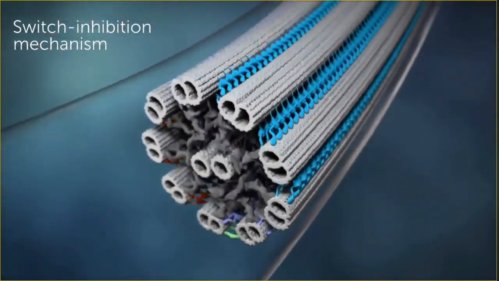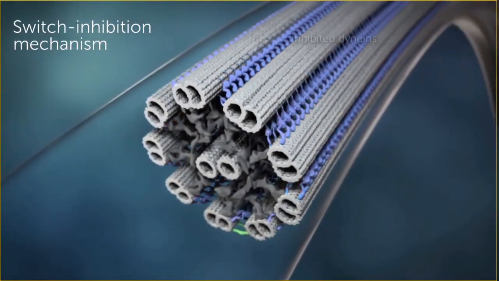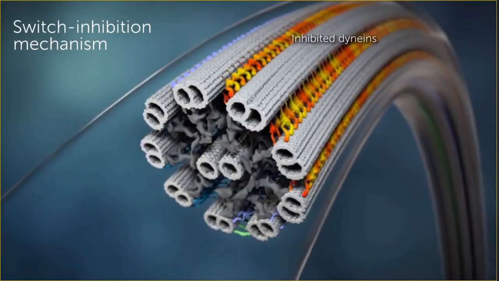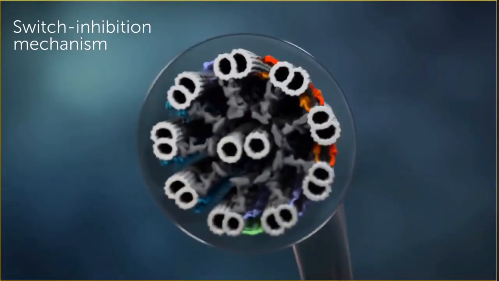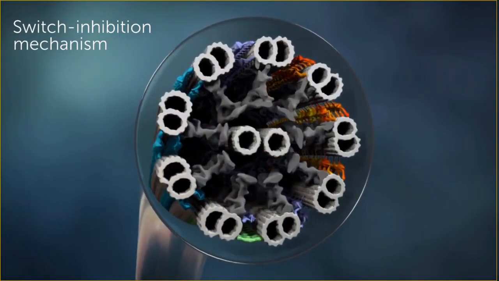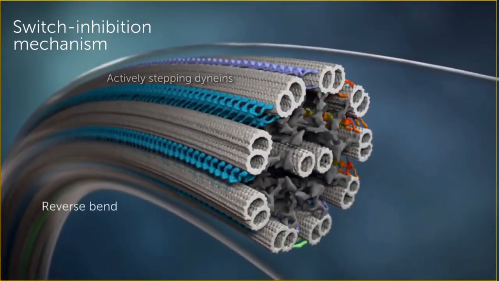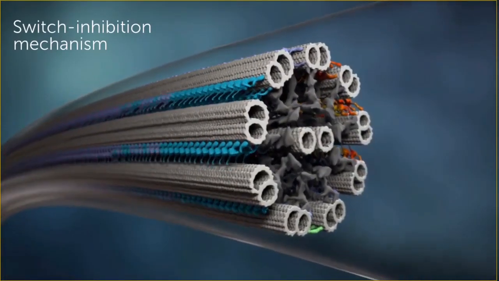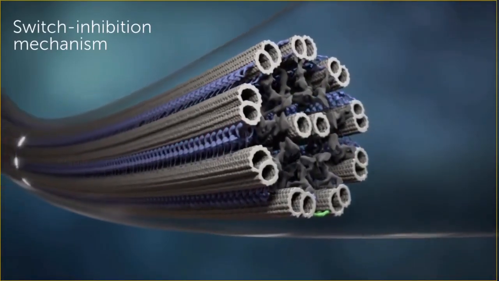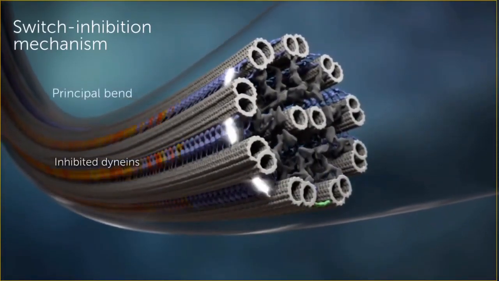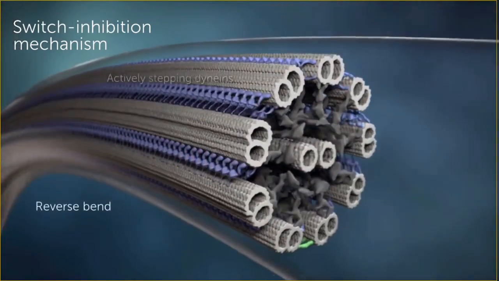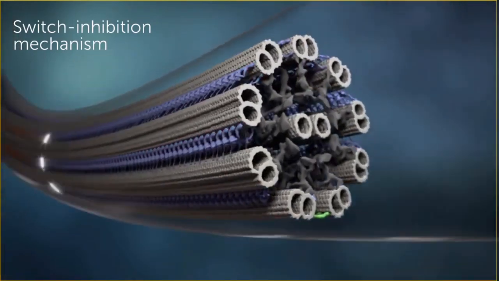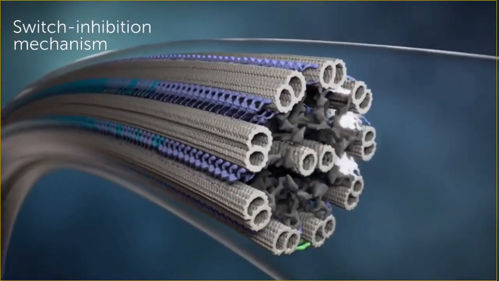In our model, regulatory signals result in inhibited dyneins on one side. This allows dyneins on the opposite side of the flagellum to walk along the microtubules. Molecular linkers resist this sliding, which causes the flagellum to bend in one direction. By periodically switching the side of dynein inhibition, the flagellum alternates the direction of bending, resulting in the typical whip-like motion.